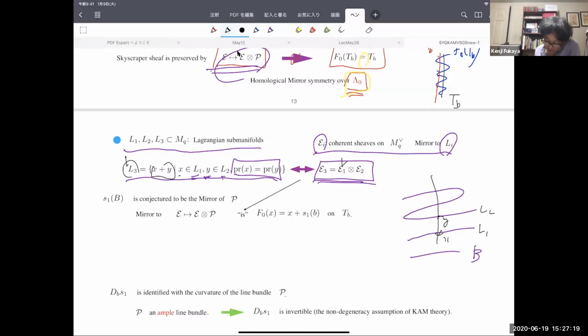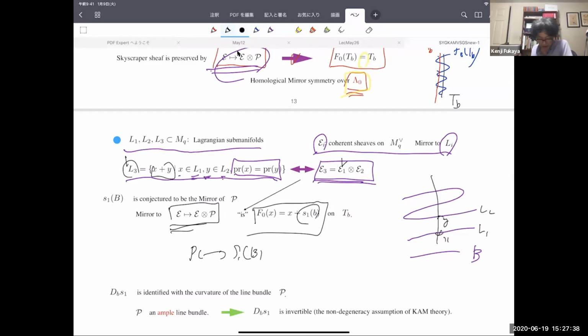Then, if you assume this, this is a kind of mirror to F0 tensor product, and you look at these relations. This implies that F0 is just the sum over S1 of P, where P is a mirror to S1. So this is the reasoning for how this assumption is related to homological mirror symmetry.